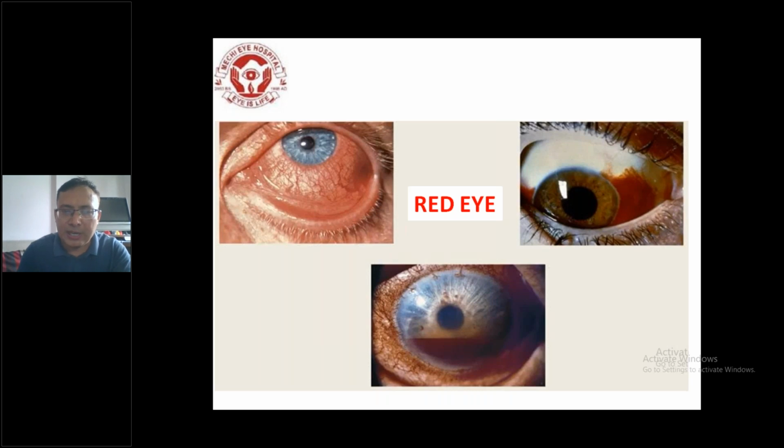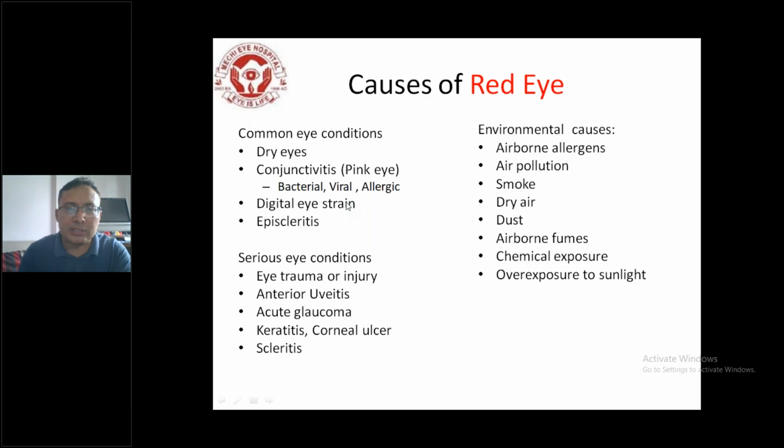So this is the hyphema, the blood in the anterior chamber. This is the subconjunctival hemorrhage, and this one is the conjunctival hyperemia. So today we'll be talking mostly about the conjunctival hyperemia.